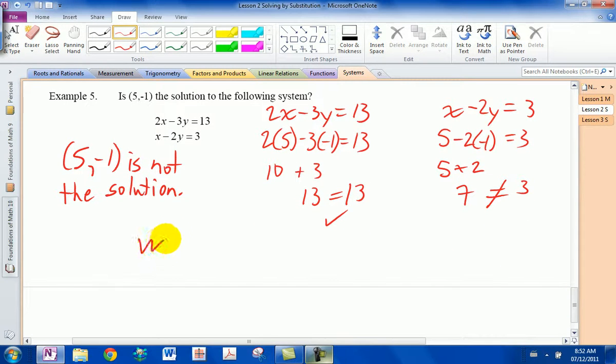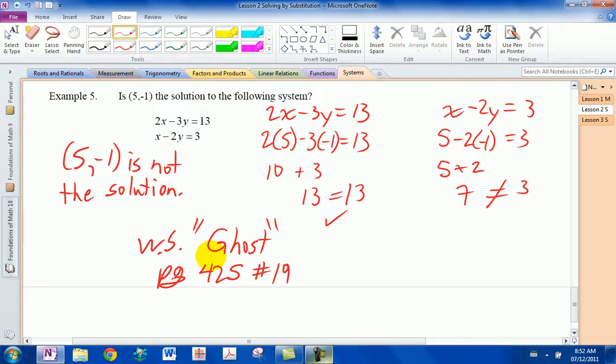Okay, your homework, there's 2 parts. There's the worksheet from the worksheet handout, which is something about the ghost. And then you have page 425, number 19 from your homework. Okay? 2 parts. You guys have 40 minutes. Really good chance you'll get it done in class. You must show work.